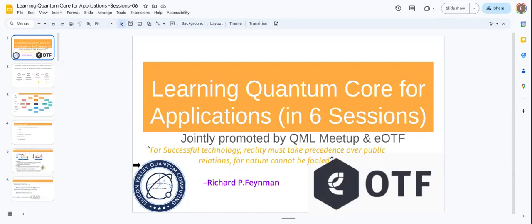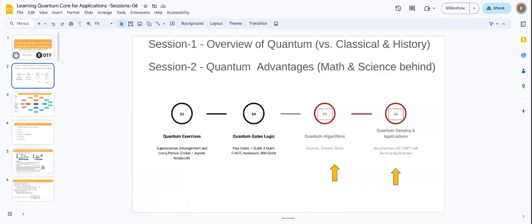Thank you very much. So what we are going to cover today is the Learning Quantum course for application. This is session 6. This is co-sponsored by QML Meetup Group as well as Emerging Open Tech Foundation, EOTF. So we had covered sessions 1 to 5, starting with an overview of quantum, math and science behind, and then we went into some exercises, did something on the gates and the logic and something on the algorithm.